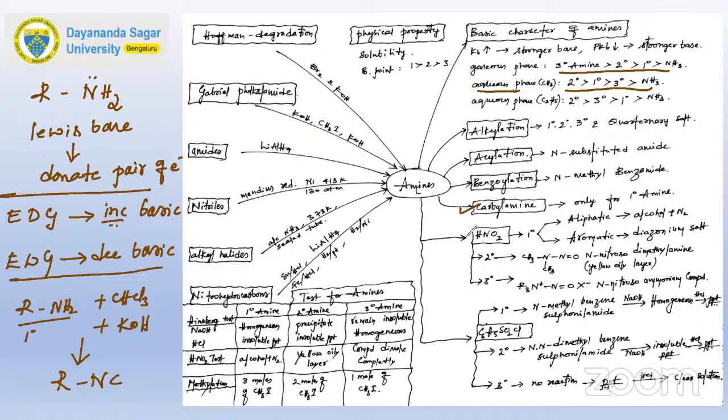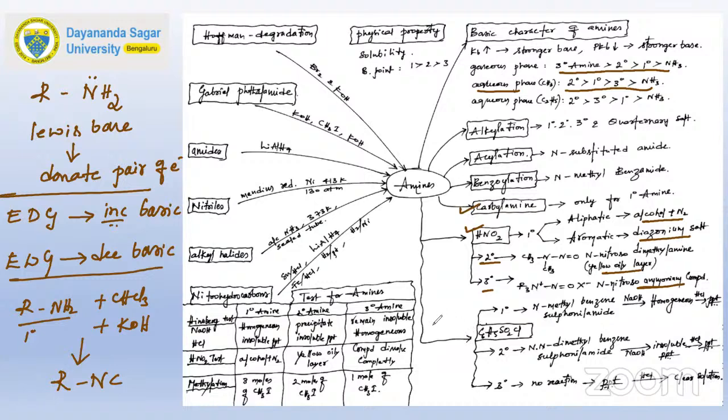Next is the reaction with nitrous acid. Primary aliphatic amine reacts to form alcohol plus nitrogen, whereas primary aromatic amine gives you diazonium salts. Secondary amine gives you a yellow oily layer, and tertiary amine forms a salt, a colorless liquid.